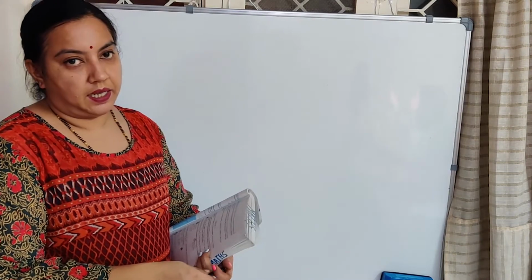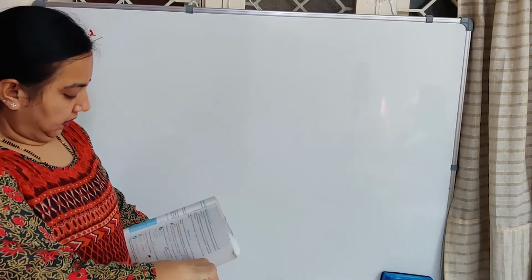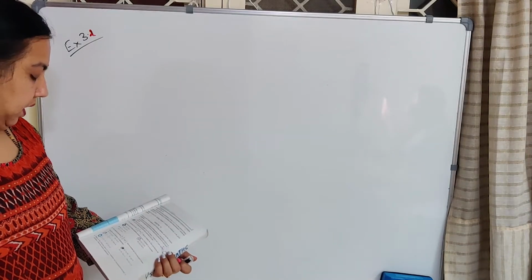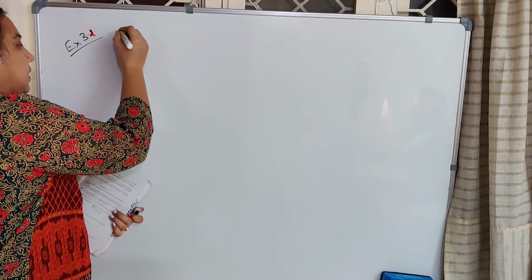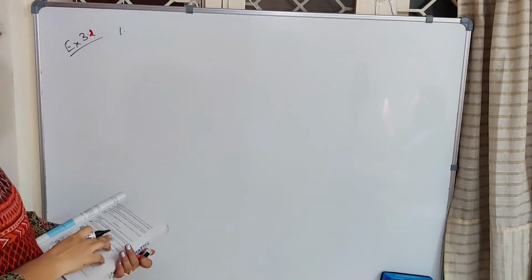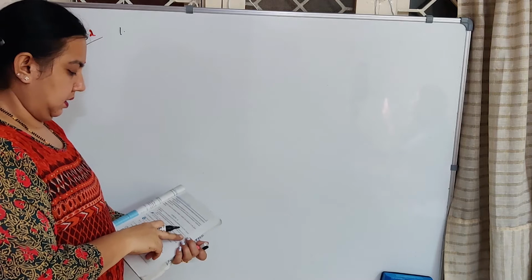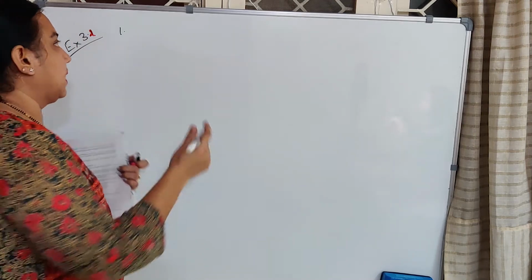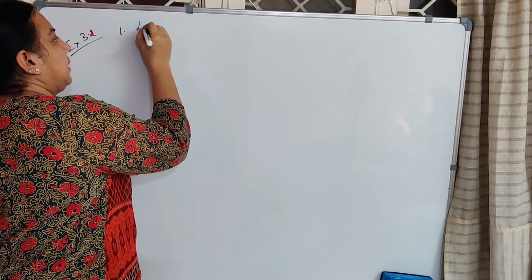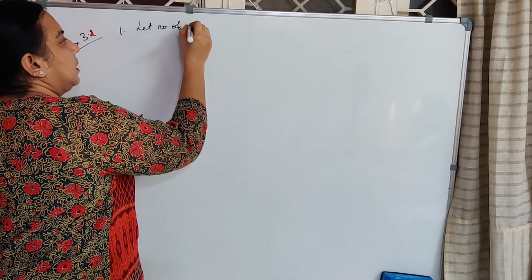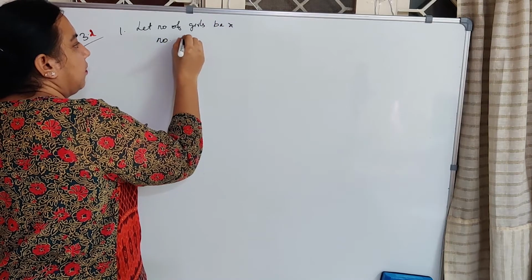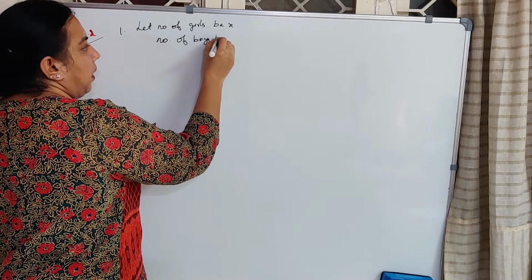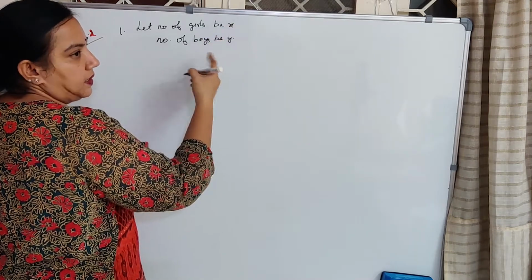Okay. Now we'll go to the second exercise, first one. Again here we have to make the equations and then solve them. Okay. 10 students of class 10. The first sum. Total number of girls is 4 more than the boys. So let us consider the number of girls as x, right? Number of girls be x. Okay. And then number of boys be y.